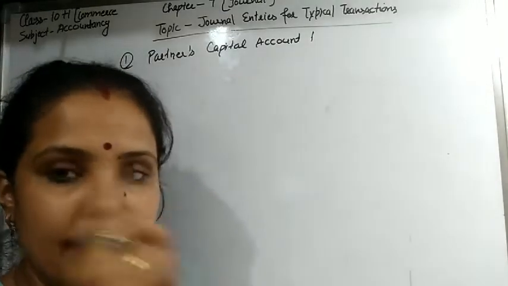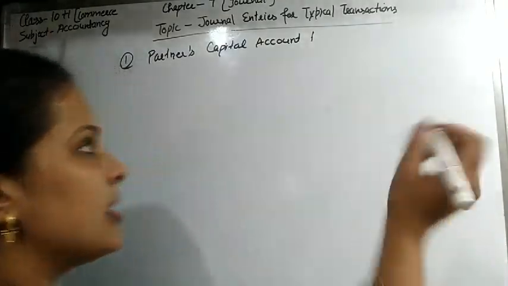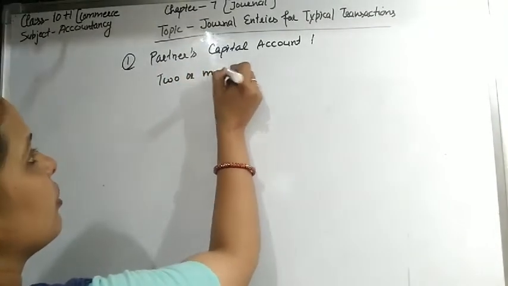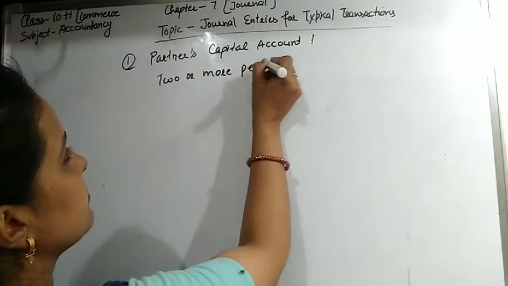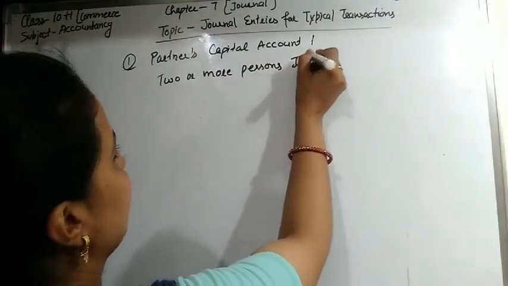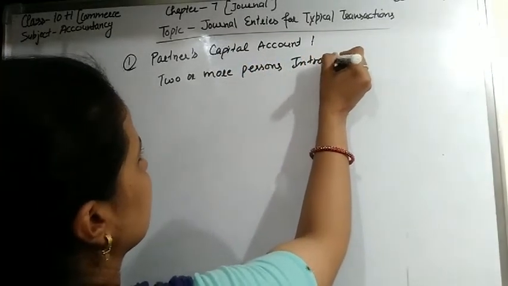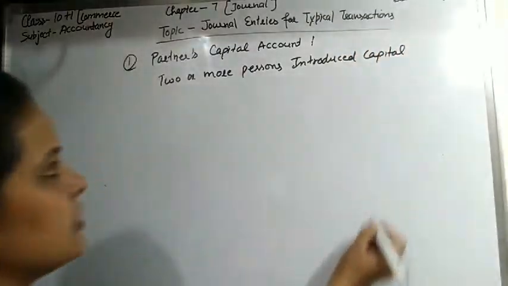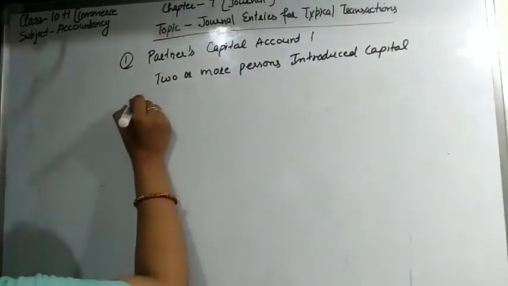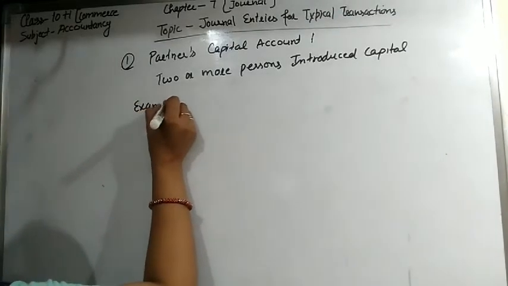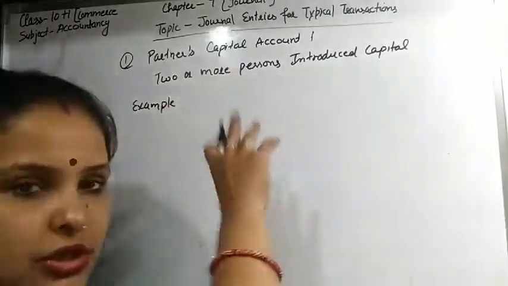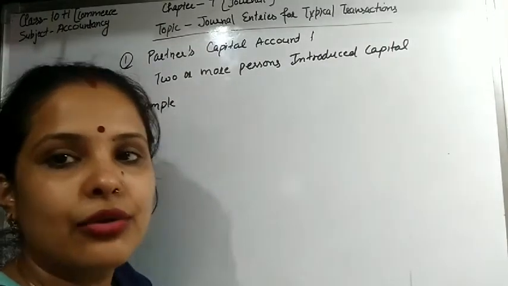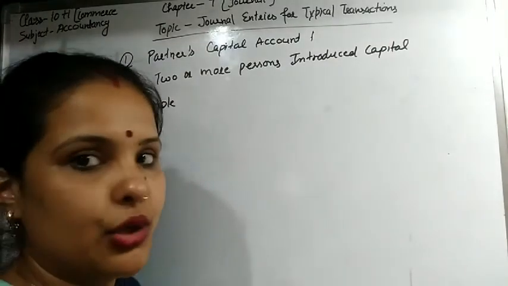So the partners capital account is opened when two or more persons introduce capital or start a business. Let's take an example to understand it. This is an example of a typical transaction, and I will also tell you how to pass the journal entry related to this.